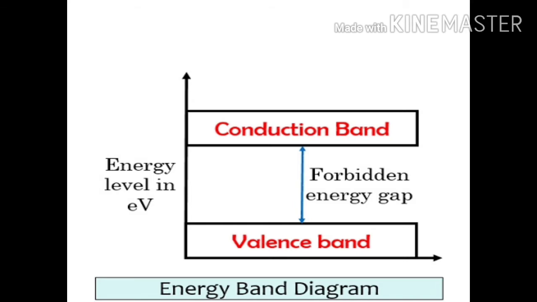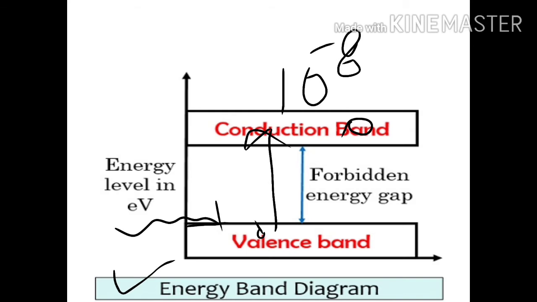So friends, you can see this is the energy band diagram for the atoms. If we are supplying the energy, that means if we are applying the forward biasing, then a number of valence electrons will jump to the conduction band, and this is only possible when the applied energy is equal to the forbidden energy gap. They will stay here for about 10 to the power minus 8 second.